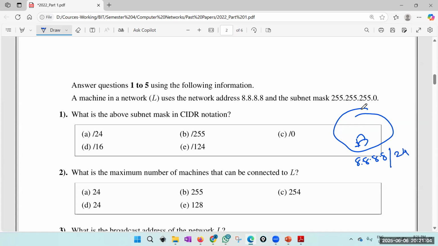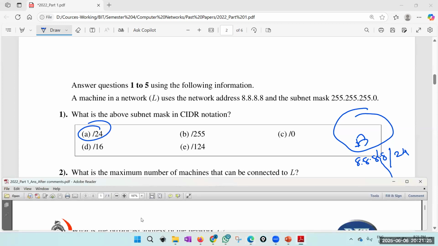255.255.255.0 means /24. That means the separation is here. Okay, and this is one of the machines, right? What is the above subnet mask in CIDR notation? So obviously /24. Answer must be A. Just enter the number 24. Okay, A.